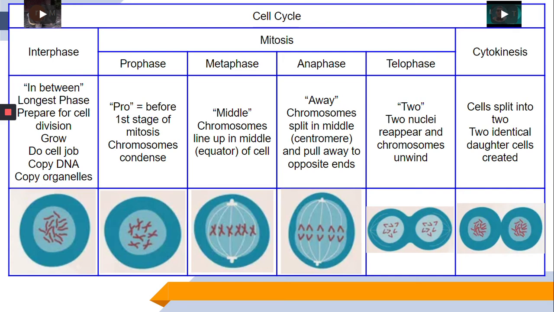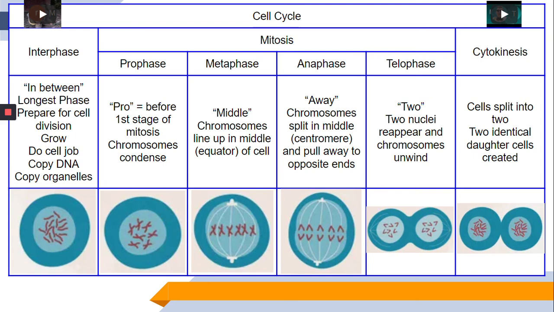Metaphase, the chromosomes line up in the middle. You can see that in the illustration. The chromosomes are lined up in the middle of the cell. The middle is called the equator. In anaphase, the trick is away, and the chromosomes are split in the middle at a spot called the centromere and pulled away to opposite ends of the cell. And then in telophase, okay, two nuclei reappear, and the chromosomes unwind. So the chromosomes are looking back like they were in interphase.